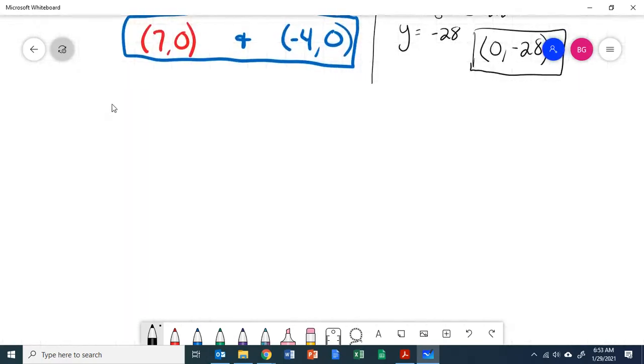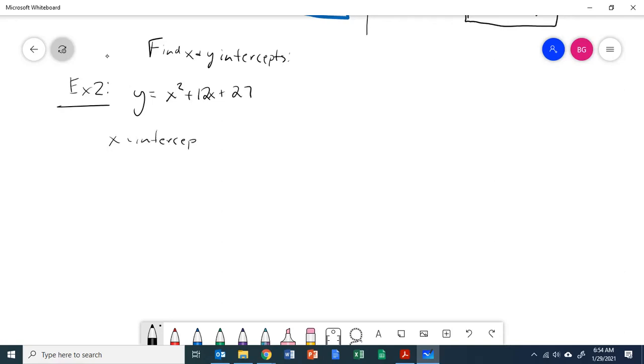Okay, so let's go over another example here. So example number 2. We have y equals x squared plus 12x plus 27. So we have the same goal. Find x and y intercepts for this problem. Same goal. So let's start off. I'm going to go ahead and say, here's going to be my x-intercepts over here. And then I'm going to find my y-intercepts over here. Okay, so I'm going to break it up.